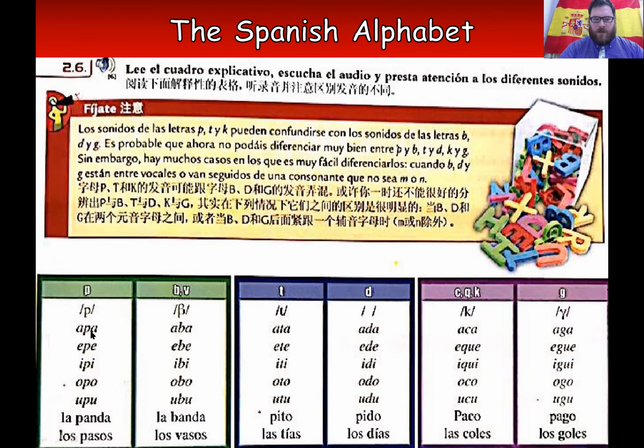But then just saying apa and aba. Ata, ada, aka, aga. Okay. Pito, pito. Tias, dias. That should be pretty easy for y'all. Pasos, pasos. B and V are very similar, so careful with that. Anyway, check out that audio and listen to the difference. That's audio number 6. Okay, so pause this video and check that out.